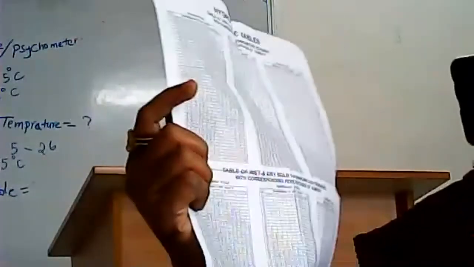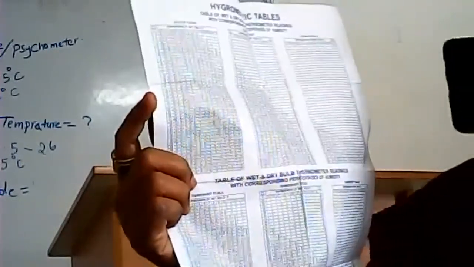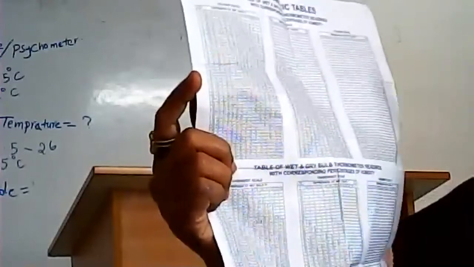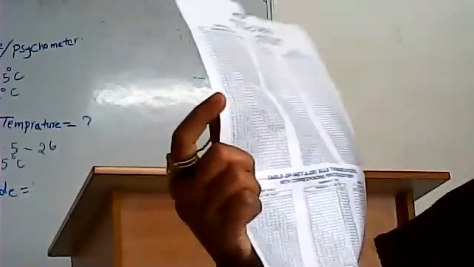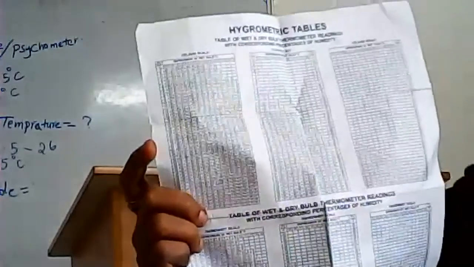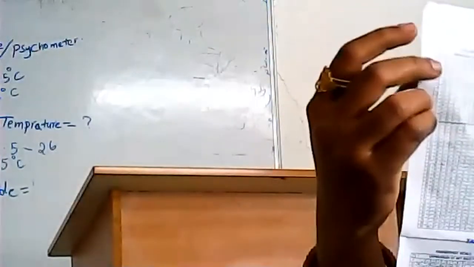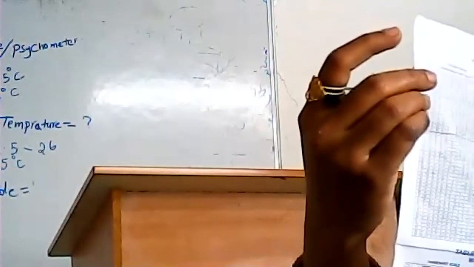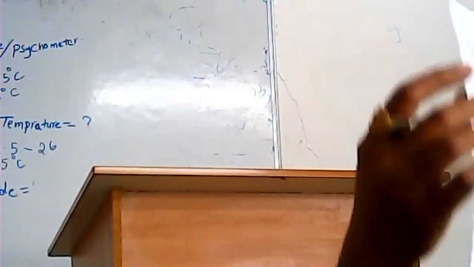This is the humidity chart. You can see the heading hygrometric table, and in the next line, what is written is table of wet and dry bulb thermometer reading with corresponding percentage of humidity. So we can calculate percentage humidity by referring to this chart. If you see this first column, the dry bulb temperature is given from -1 to 60 degrees Celsius.